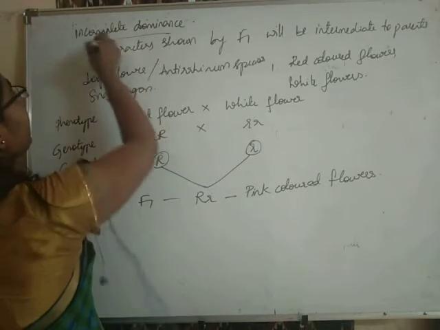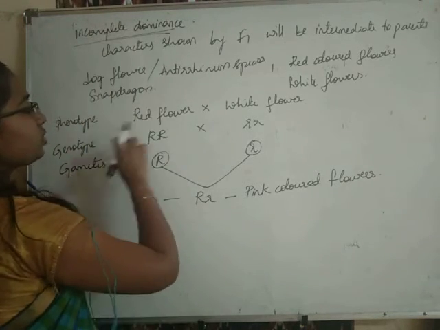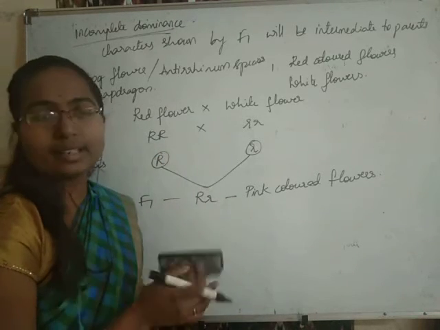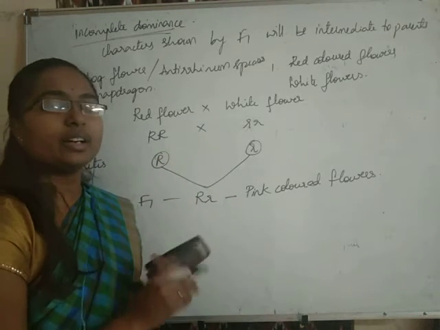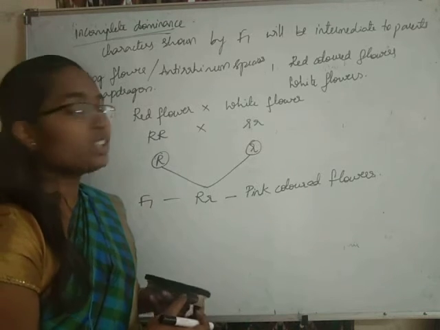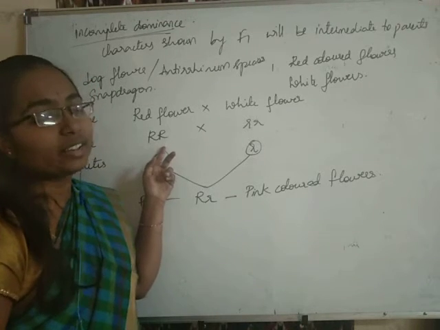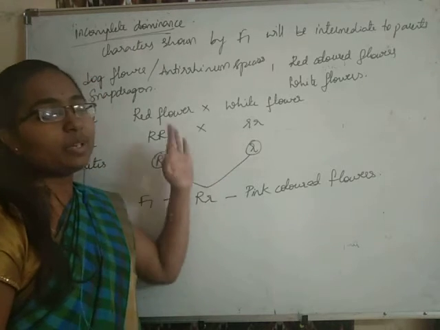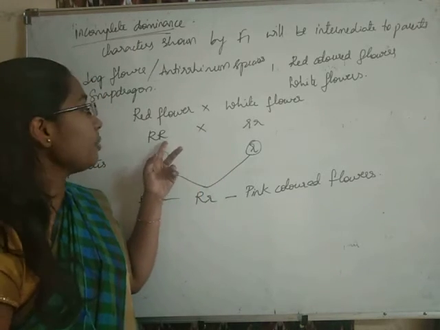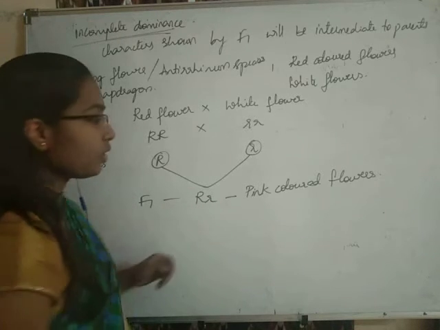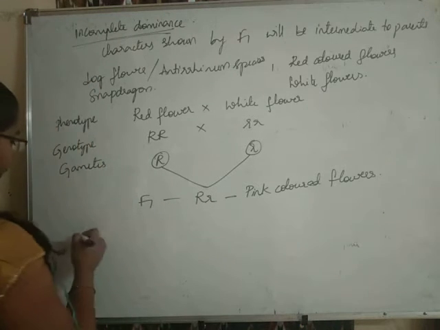So, this is incomplete dominance. The red colored character is not completely dominant over the white colored character. That is why red has not appeared, white has also not appeared, and pink color, which is in between these two, has appeared in the flowers because of incomplete dominance of the red character. Okay, let us see what happened in the F2 generation.